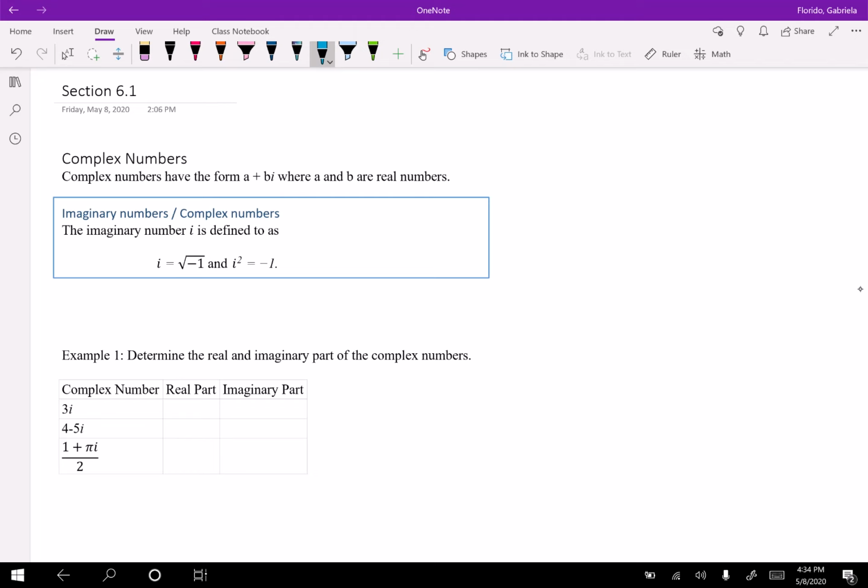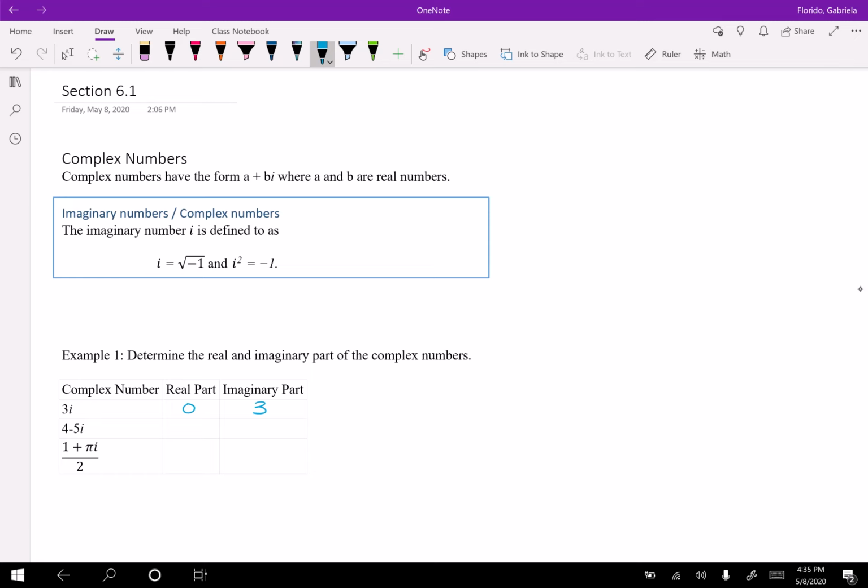Notice that, again, my real part is whatever is being added or subtracted to my 3i form. Since there's nothing being added or subtracted to the part that has the i in it, my real part is just going to be 0. My imaginary part, again, is whatever real number's in front of the i, and in this case, it's just 3. Not the i. The i does not come along.